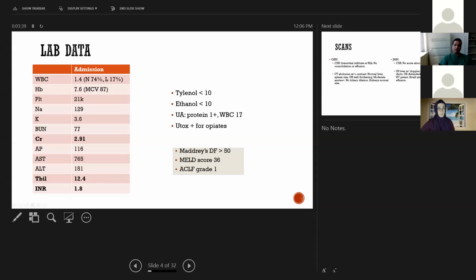And given this picture, she did have a Maddrey discriminant function score of 50, and anything over 32 indicates that this is severe acute alcoholic hepatitis. She did have a MELD score of 36, and given the acute kidney injury, she has ACLF grade 1.